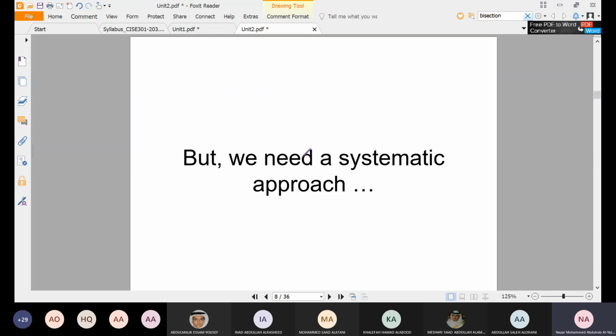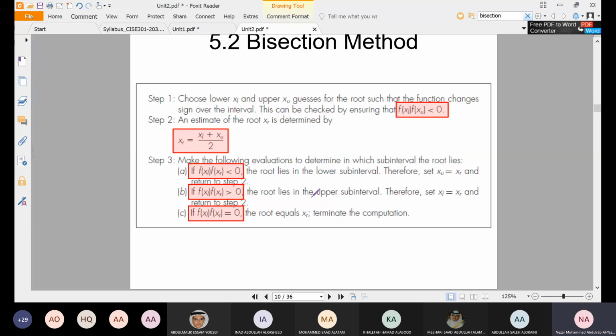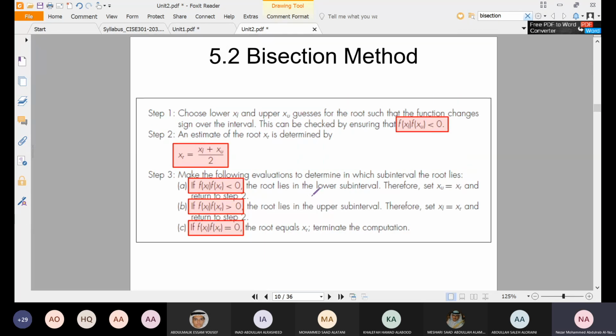So this method is good, but not systematic, and we need an approach that can be systematic, that will help us to provide, for example, accurate measurement of the roots. The second method that we'll study is the bisection method.